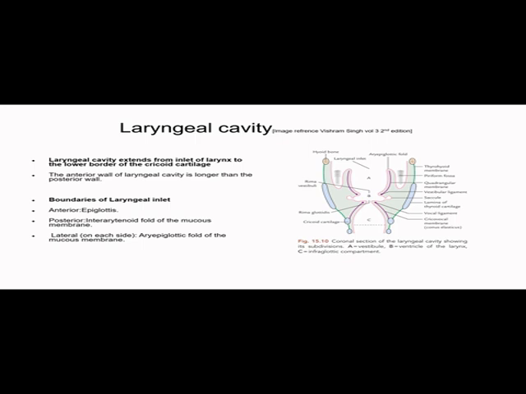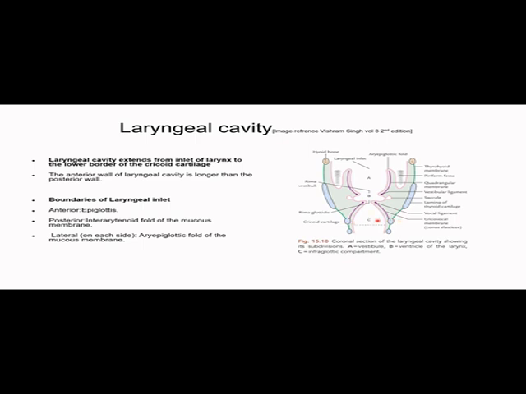Now coming to the subsequent slides, what is the laryngeal cavity? In this picture, this is the coronal section of the laryngeal cavity. Let's make ourselves aware of the picture. Here you see this oval on the left side and the oval on the right side. This is the hyoid bone in the coronal section. Here you see the blue oval on both sides. This is the cricoid cartilage.